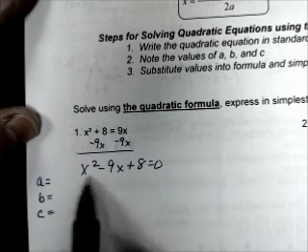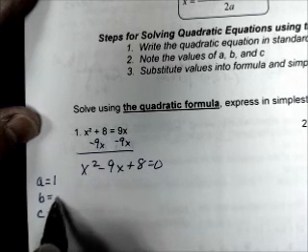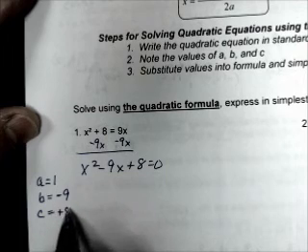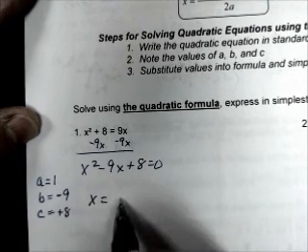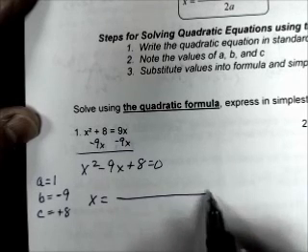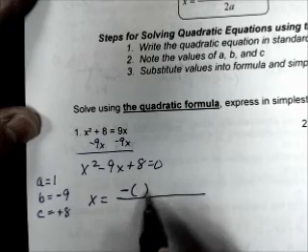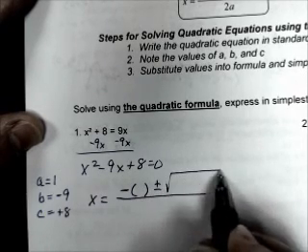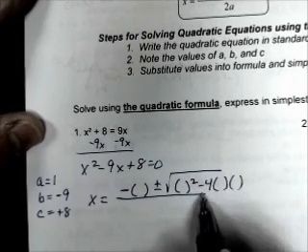A is the coefficient of x squared, which in this case is 1. B is the coefficient of x, which is negative 9. And c is our constant, positive 8. And we plug into the formula. X equals negative b plus or minus the square root. All right, so I always use parentheses for placeholders. So negative b plus or minus the square root of b squared minus 4ac all over 2a.